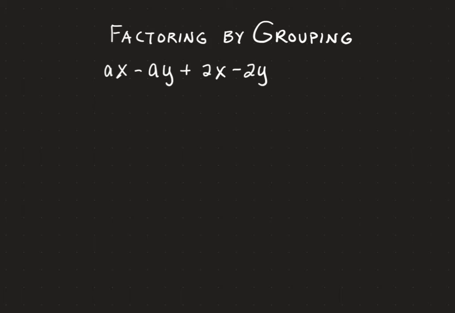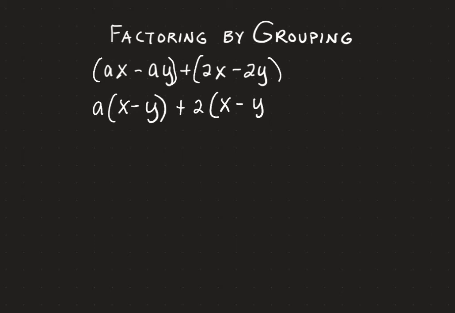All right, so first I'm going to group these two together because they both have a coefficient of a, and these two together because they both have a coefficient of 2. And now within this first binomial that I've separated from everything else, I can factor out an a. And from the second binomial, I can factor out a 2. I'm still adding what's here. So there's the 2, and when I factor it out of that binomial, I get x minus y.